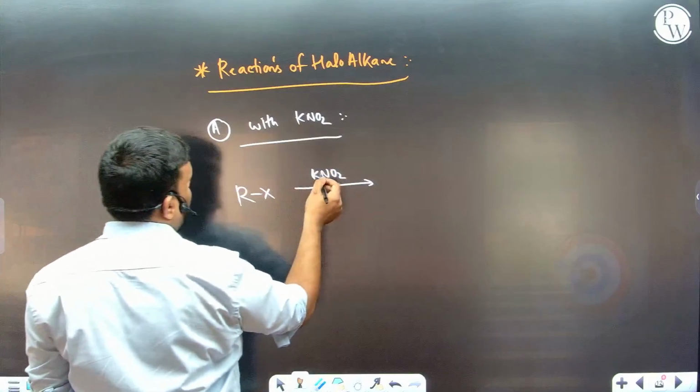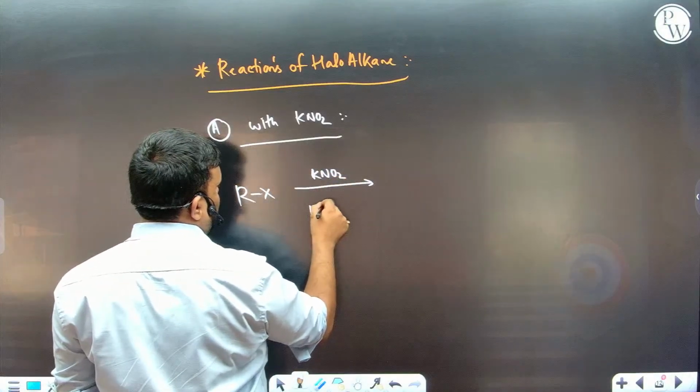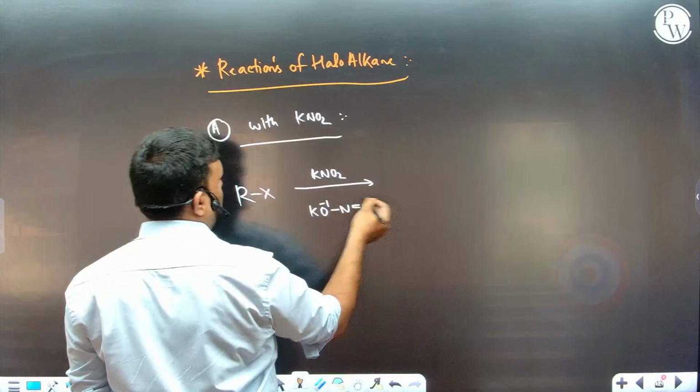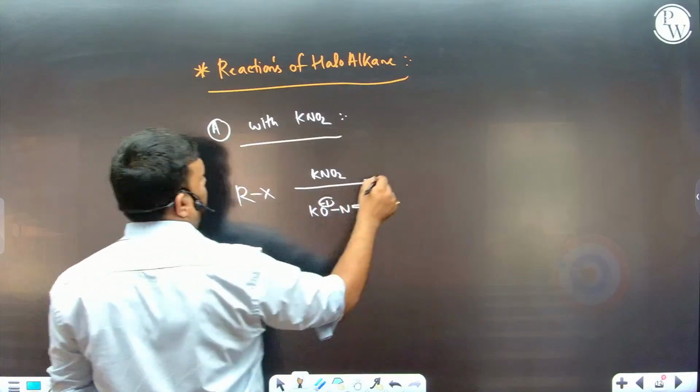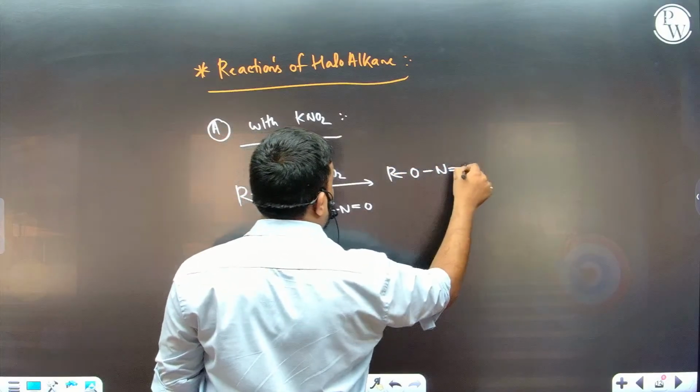So in this what will happen? O minus will attack, KO minus and double bond O. This O minus will attack and you will get RO and double bond O.